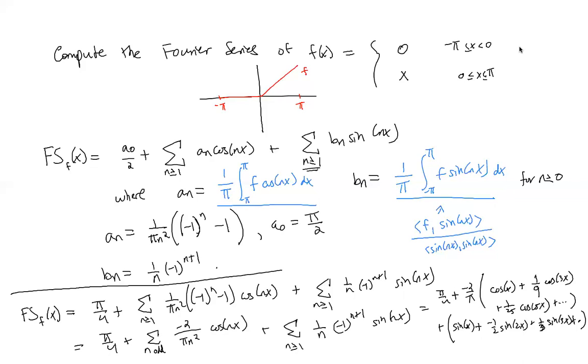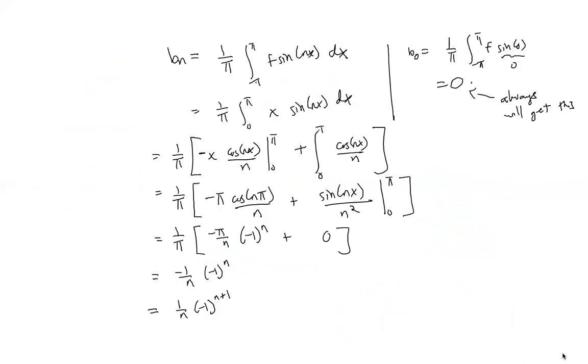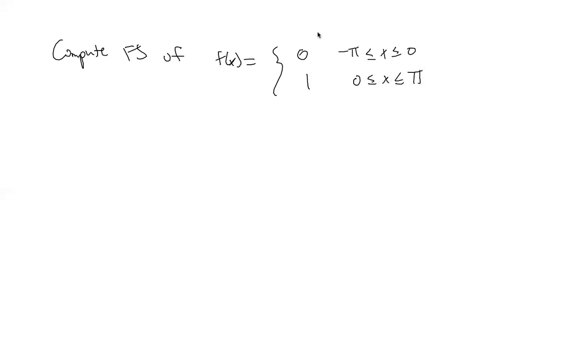So for example, let's do another Fourier series. Let's compute the Fourier series of this function. F of x is 0 and 1 from negative pi to 0 and 0 to pi. This is there. Quick question, is the function x sine nx odd or even? Let's figure that out. Let's add another page.